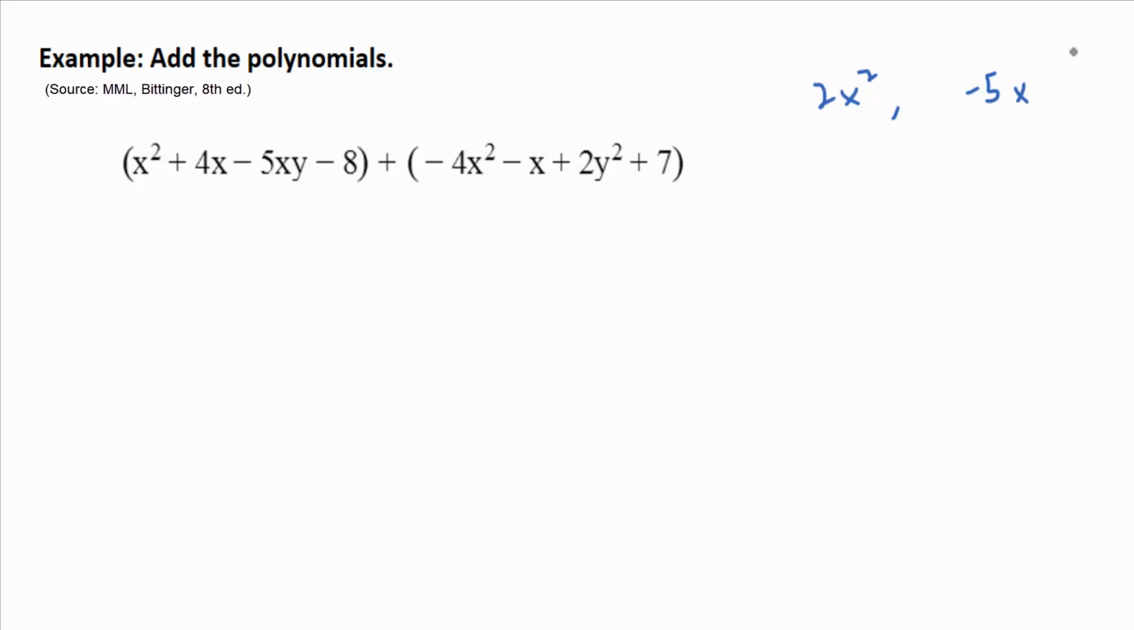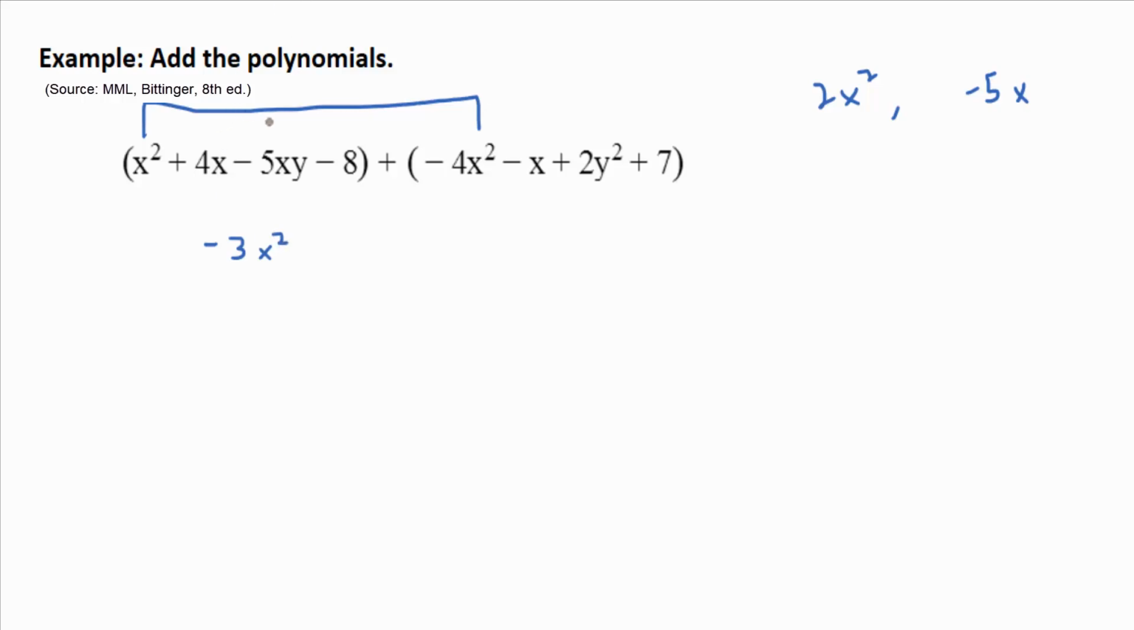Are the parentheses doing anything here? No. I mean, they're grouping, but other than that, we don't need them to do the addition. The long and short of it is we just add like terms to do the addition. So can you identify the like terms? We've got an x squared and a negative 4x squared, right? Add them together. What do you get? Negative 3x squared.